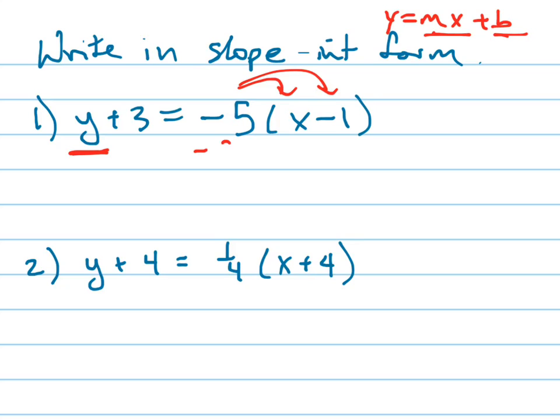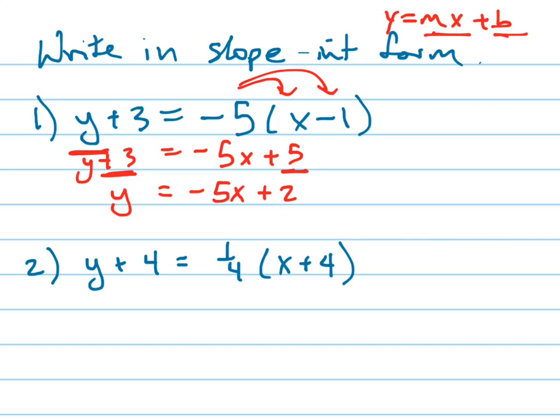When I do, I get negative 5x plus 5, because I have to multiply the negative 5 times the negative 1. And on the right I still have y plus 3. Now I'm going to get rid of the plus 3 by subtracting it. Subtract 3 from both sides, and that only subtracts from the like term, which is 5. So it's negative 5x plus 2.